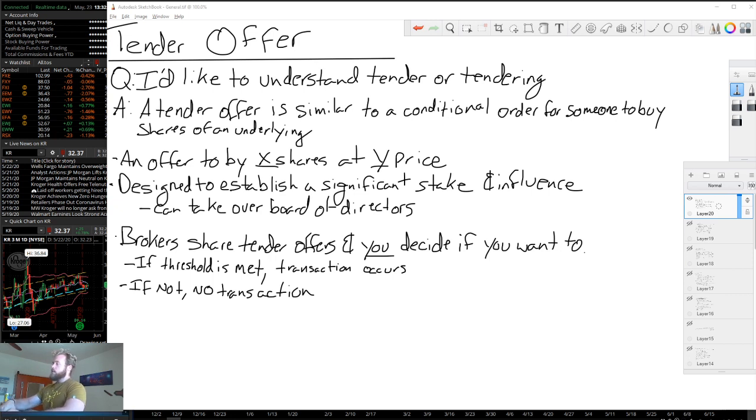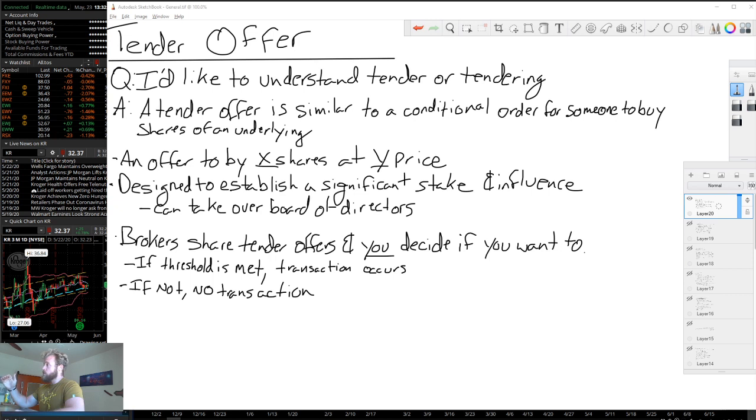So let's say a big institution is trying to, and it's kind of the third bullet point here, designed to establish a big stake, which equals influence. You can see this in hostile takeovers, or if a company is trying to take a public company and turn it private. Essentially what you do is you need to buy a majority of outstanding shares. So let's say that they want to buy 80% of equitable shares that are out.